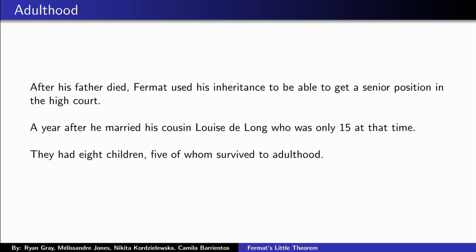After his father died, Fermat used his inheritance to get a senior position in the High Court. A year after, he married his cousin Louise Delon, who was only 15 at that time. They had 8 children, 5 of whom survived to adulthood.